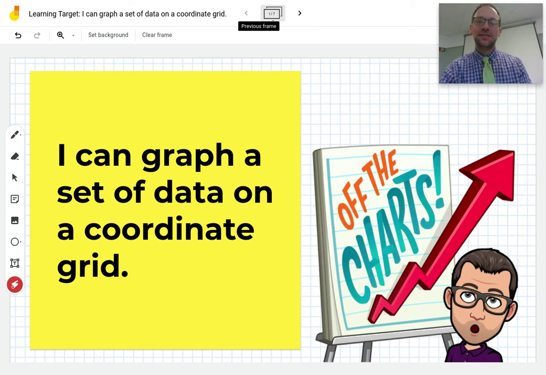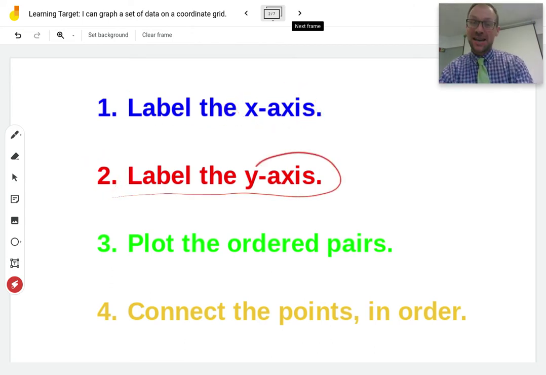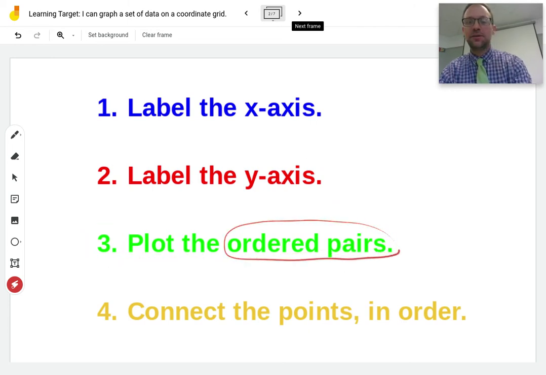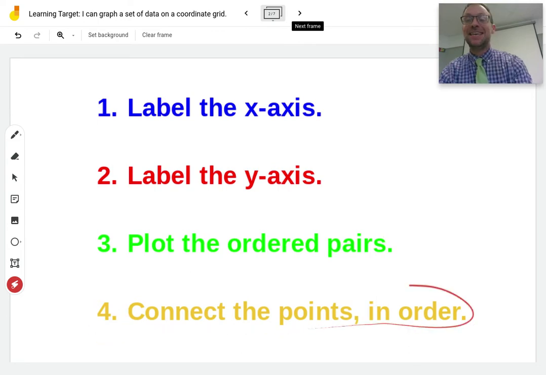Today's learning target is I can graph a set of data on a coordinate grid. In order to do this, we must follow 4 steps. Step 1, label the x-axis. Step 2, label the y-axis. Step 3, plot the ordered pairs. And step 4, connect the points in order.